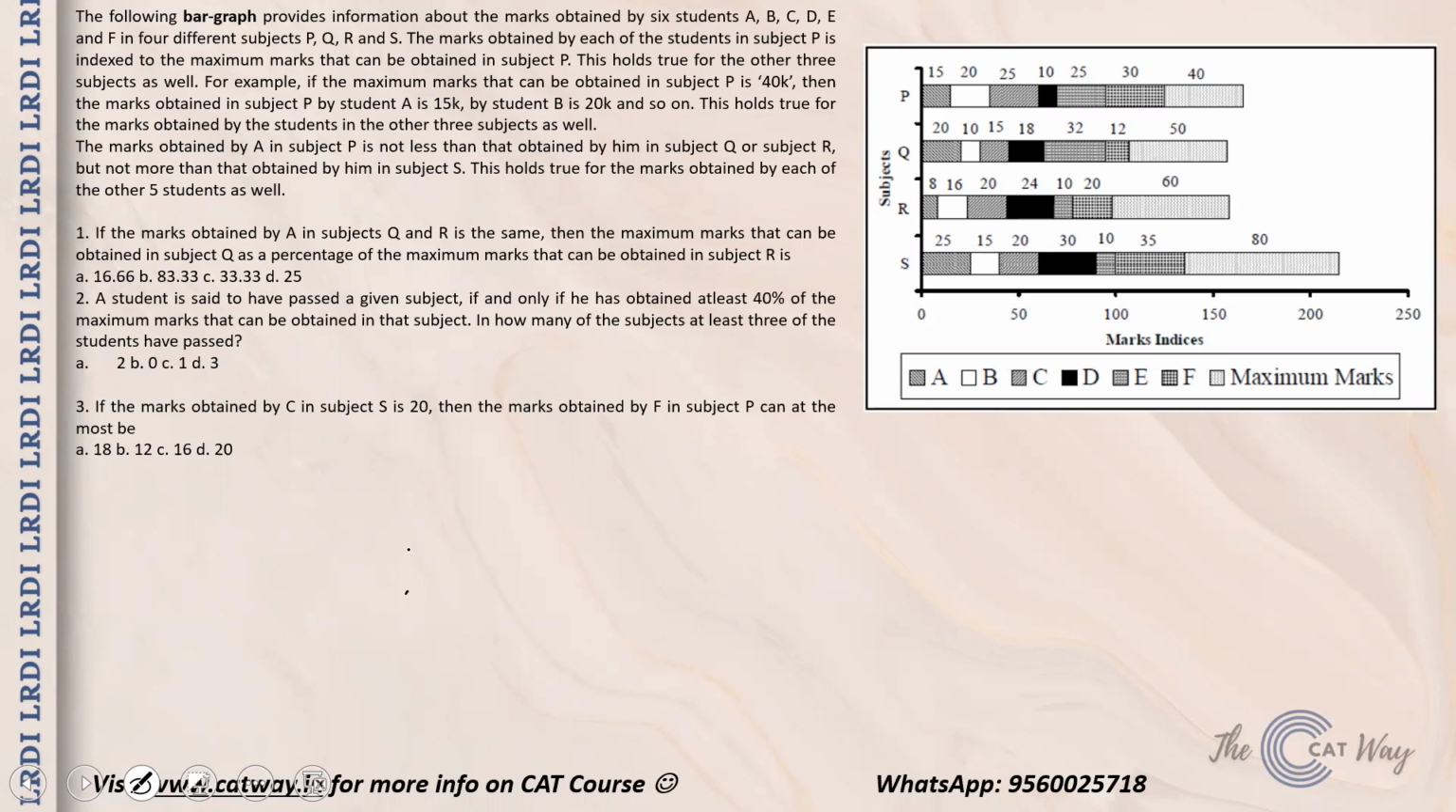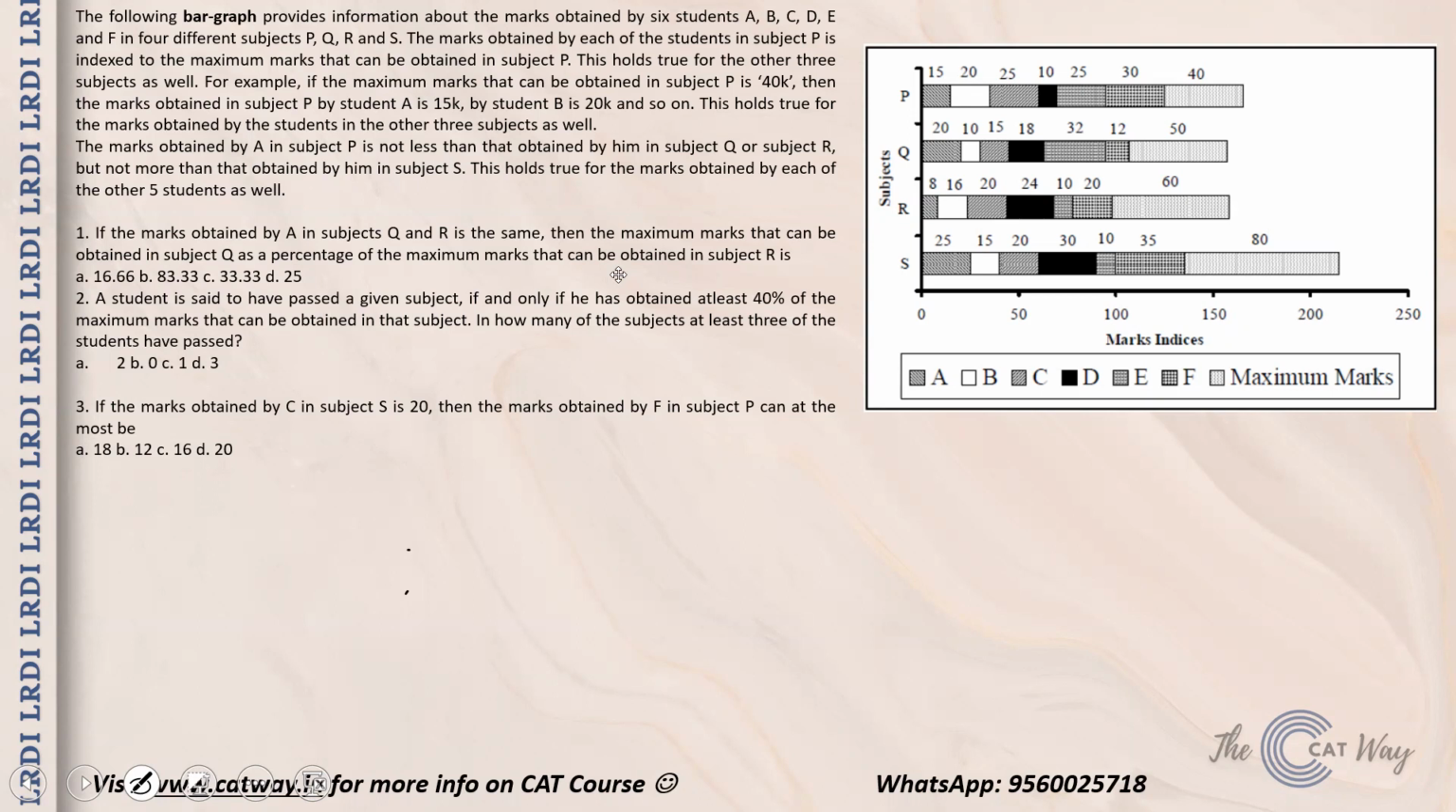Okay, so what we have today is that the bar graph provides information about the marks obtained by 6 students A, B, C, D, E and F in 4 different subjects P, Q, R, S. So there are 6 people and there are 4 subjects. Now, the marks obtained by each student in subject P is indexed to the maximum marks that can be obtained in subject P. This holds true for the other 3 subjects as well.